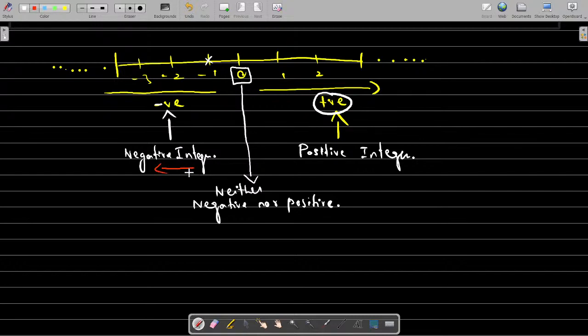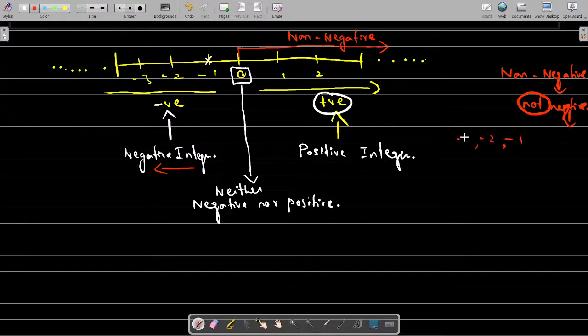Which is non-negative? See, I use the term non-negative, which means not negative. Starting from 0 and all the numbers lying to the right side is called non-negative integers. Is it clear? What do you mean by non-negative? Not negative. What are the negative values you know?